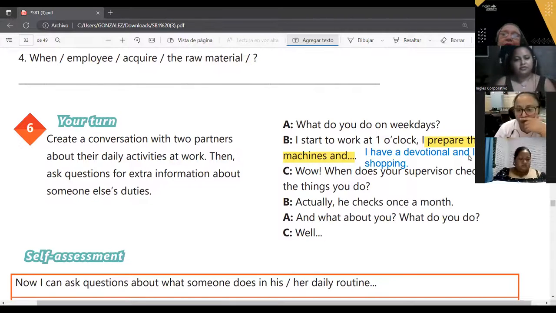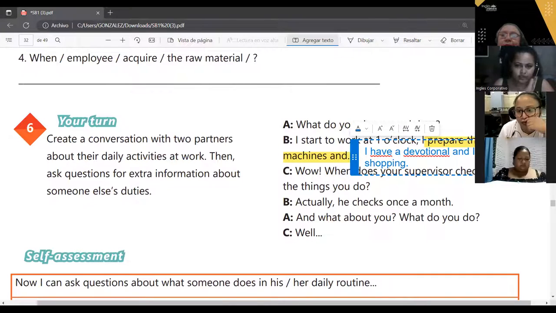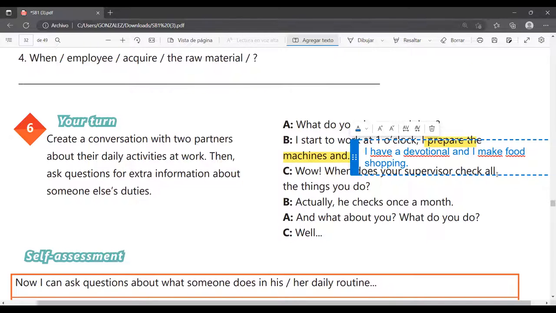Miss, I have a question. Yes. This sentence is well. Excuse me, this sentence. I have a devotional and I make food shopping. Yes. Sí, hacer el devocional.